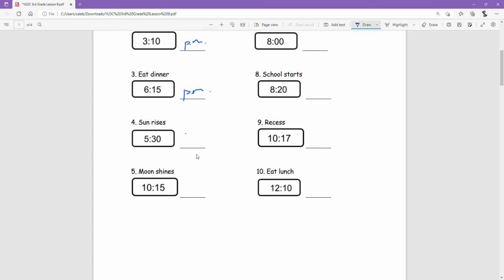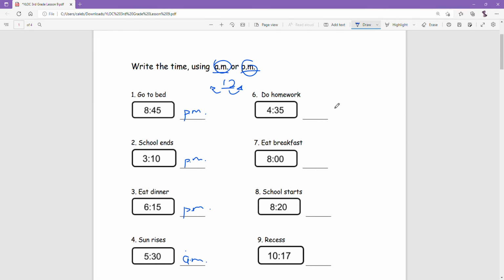Sunrises at 5:30, that would be AM, because in the morning that's when the sun rises. The moon shines down at nighttime, so 10:15 PM. Do homework. You probably do homework after you get back from school, and when school ends at PM, then it would be after PM, so it's just PM as well.